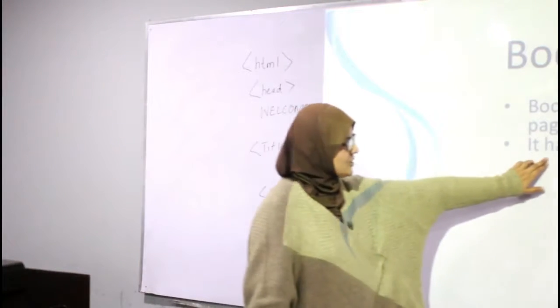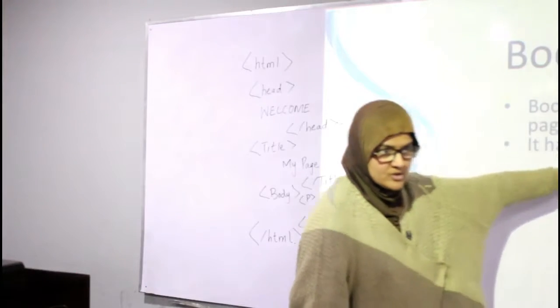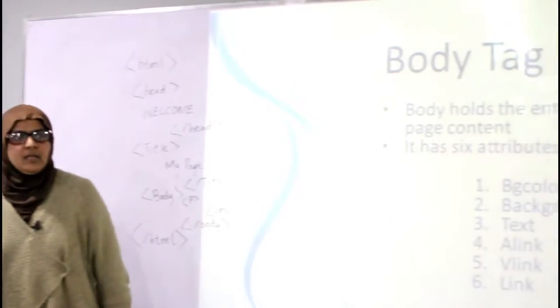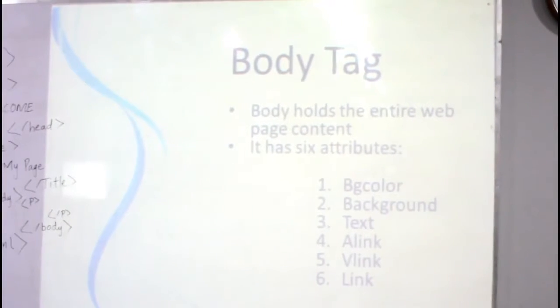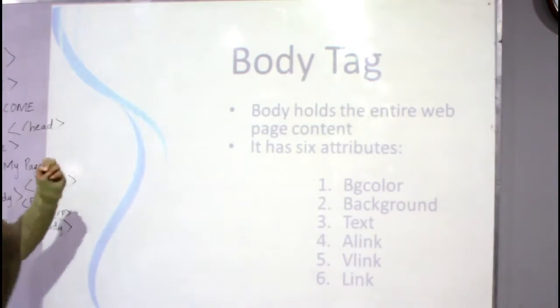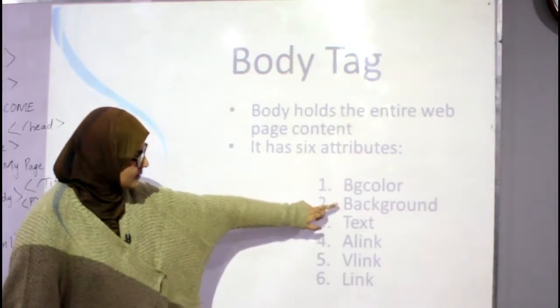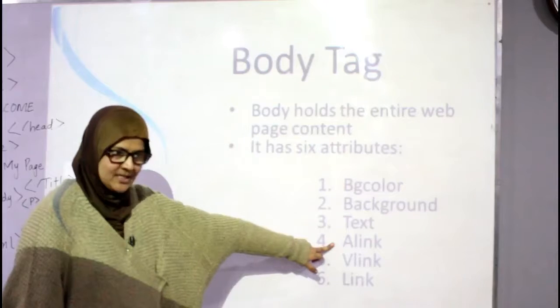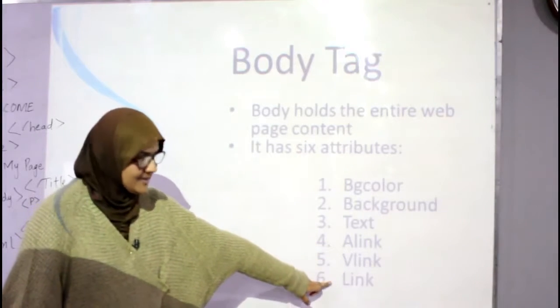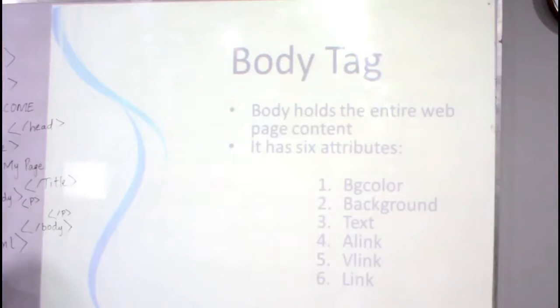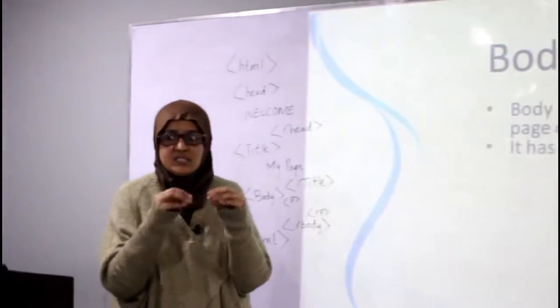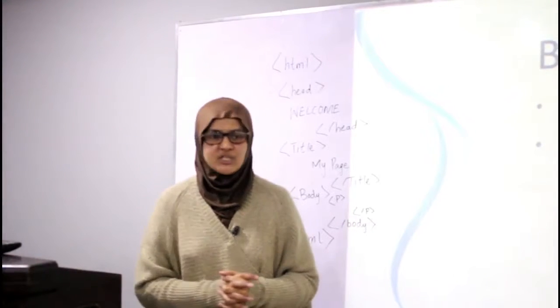Now, few things that you are finding out here is 6 attributes of body tag. Till now, we have not used any attribute, but now we are using the attribute. Attribute means features. Attribute means properties. What are the properties? BG color, background, text, active link, visited link, and simple link. Now these 6 attributes are here. What is the purpose of the 6 attributes? That these 6 attributes will perform 6 different activities on your HTML document.